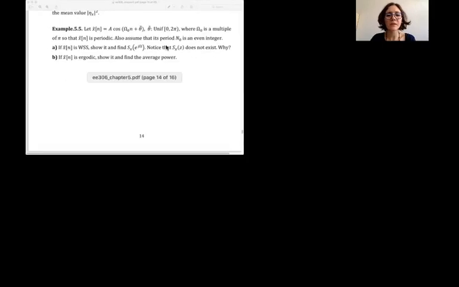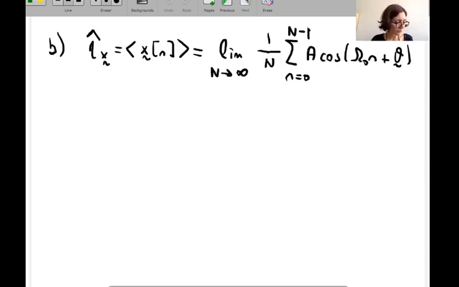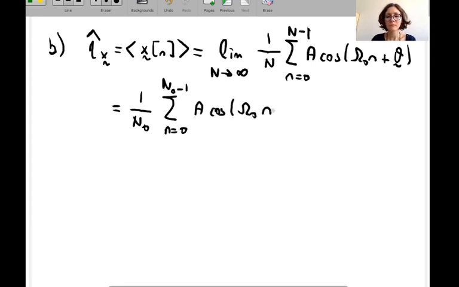So because of the periodicity of this random process, you could simplify your work and say that there's no need to go into infinite sums. I can just do this time averaging over a single period. It will be enough. So remember that the period of the random process is given as n0. So summation from 0 up to n0 minus 1 of cosine omega 0 n plus theta.